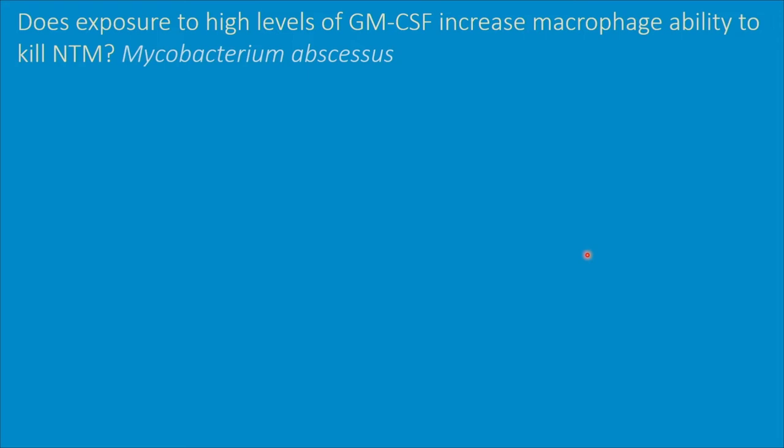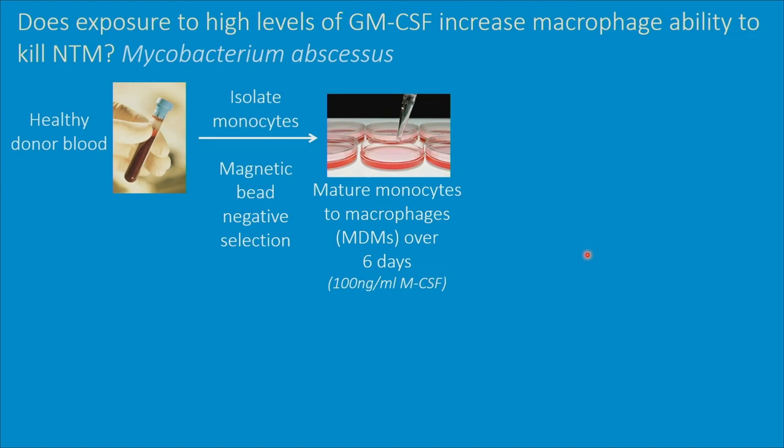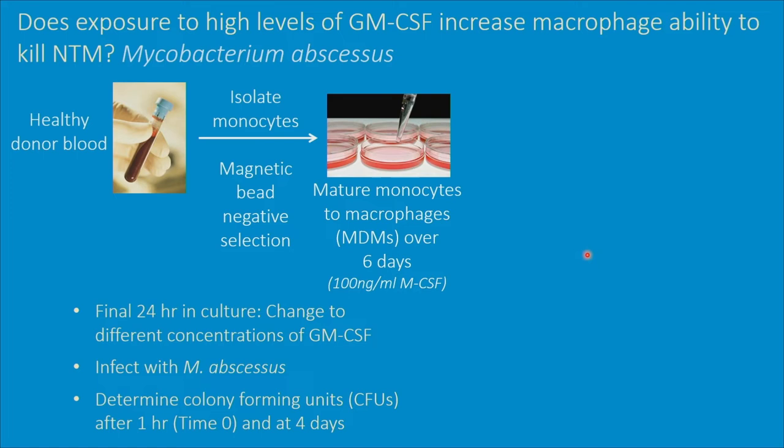And for the experiments I'm showing you, we're using M. abscessus. This is the ATCC strain 19977. We plan to follow this up with clinical isolates and also with Mycobacterium avium. So it's a pretty straightforward experiment. We take healthy donor blood, we isolate the monocytes, and we mature them to monocyte-derived macrophages over 6 days with MCSF, which is the standard protocol for making MDMs. But then we tweak the protocol. For the final 24 hours, we changed the media to have different concentrations of GM-CSF.